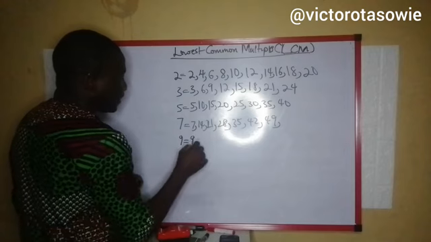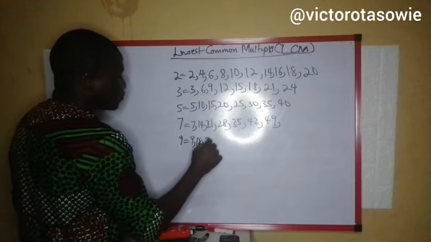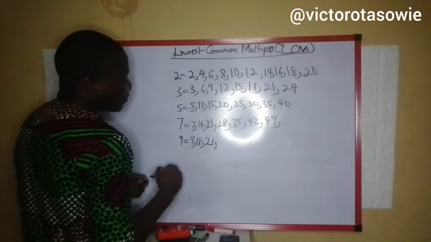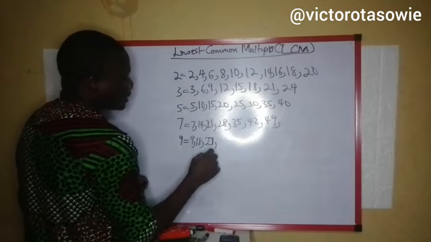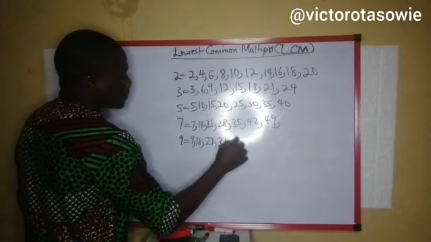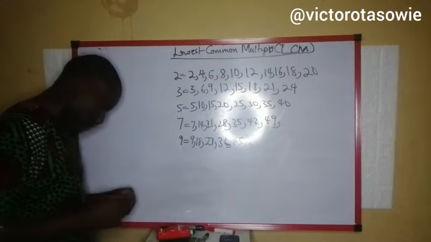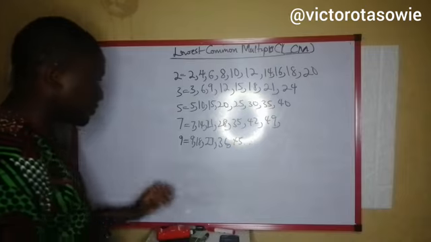For 9, we have 9, we have 18, we have 27, 36, 45, and so on. Now, that's that for multiples.